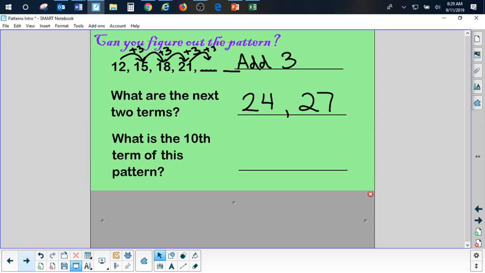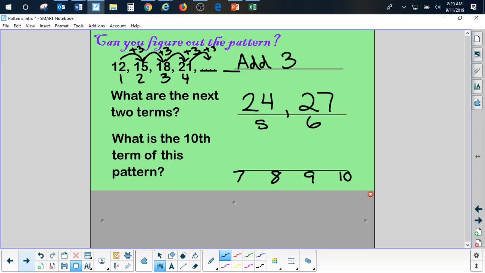And if we want to figure out the 10th term, it's just continuing that pattern until you've got 10 terms. So right now we have 1, 2, 3, 4, 5, 6. So we would need to find out the 7th, the 8th, the 9th, and then the 10th term would be our answer, whatever we put in here.